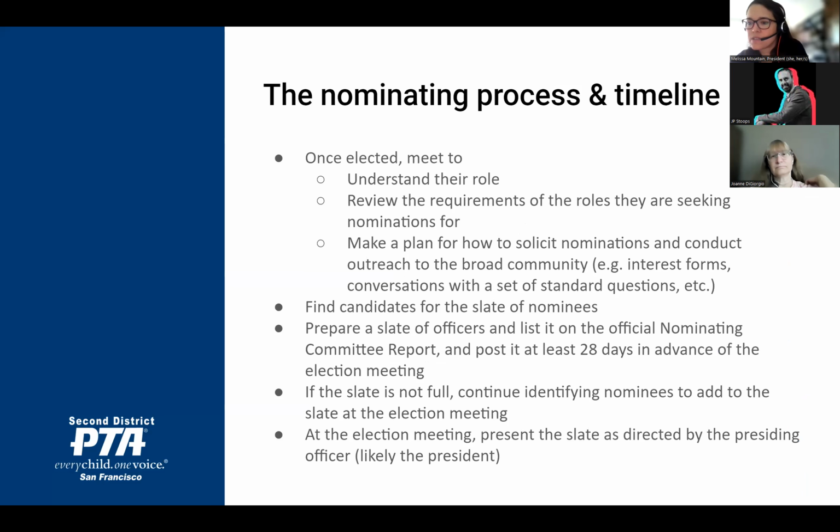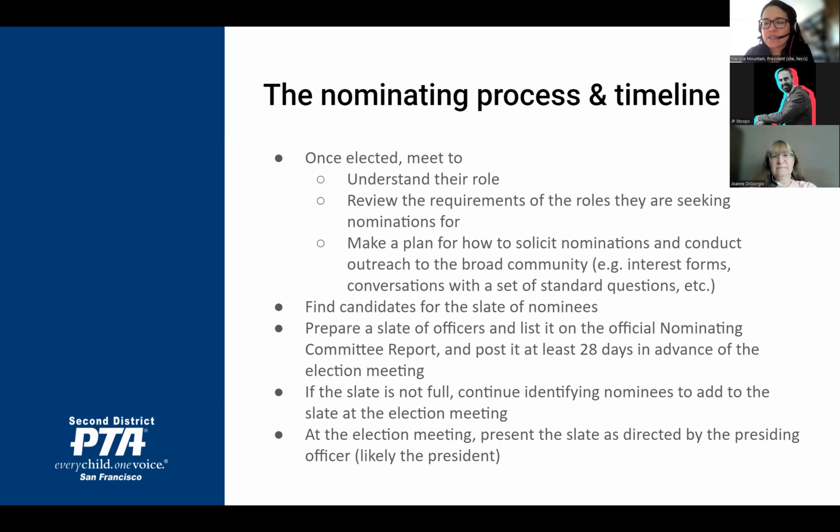So then there is a timeline. Once elected, you, as a nominating committee, will meet to make sure you understand your role, review the requirements, and make a plan for how to create that slate of nominees. So say you only have a president, a secretary, a treasurer, and one vice president. That one vice president is the one role that is not required.